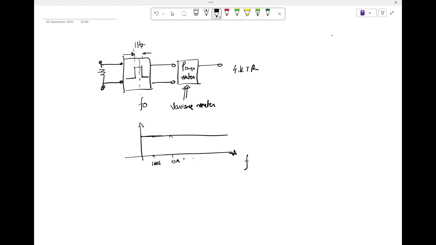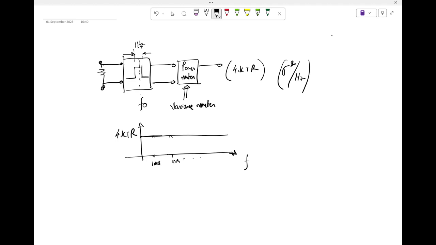And the value of this power essentially boils down to variance per unit hertz, right? This is sigma squared per hertz, because we are observing over 1 hertz bandwidth. So this always comes out to be 4kT times R.